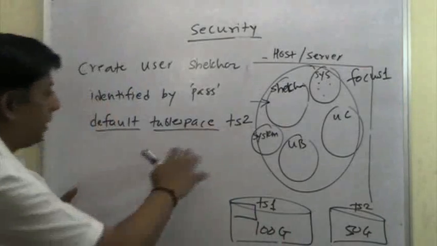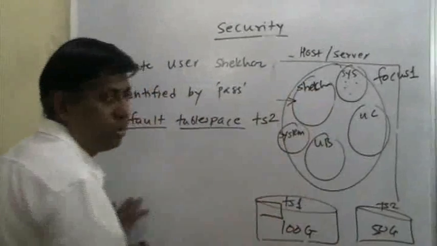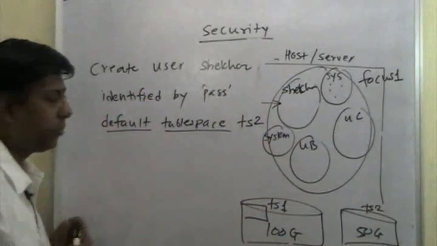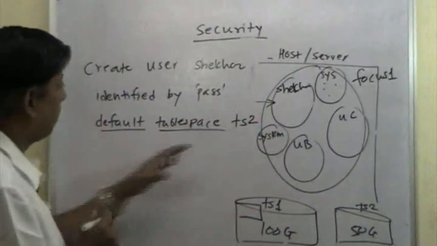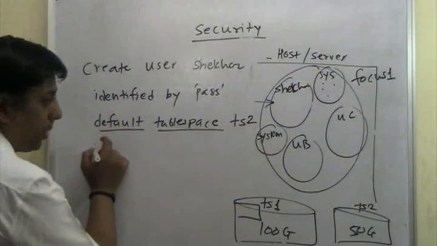But at this time, let us just understand it is space on the hard disk where our database objects are stored. That is what the table space is. Then the next thing is temporary table space.